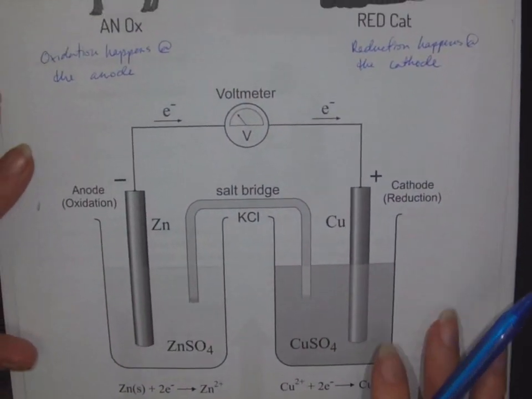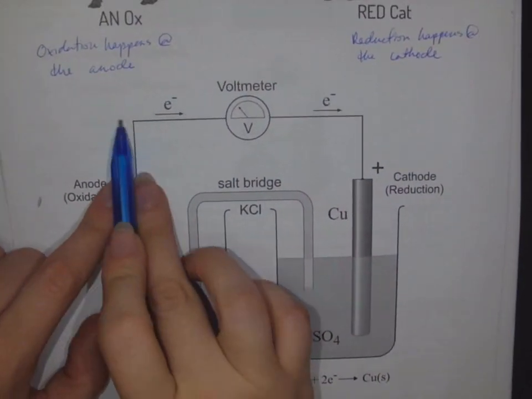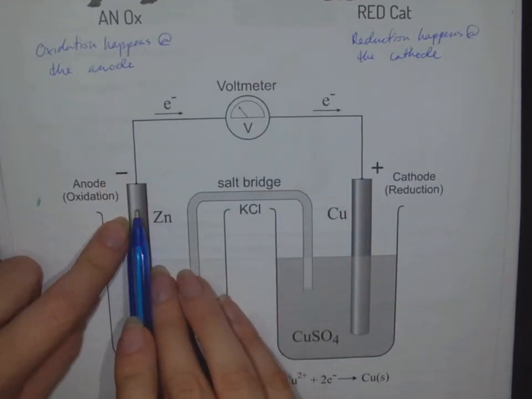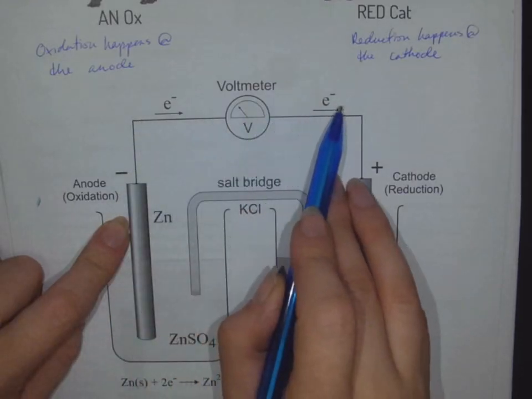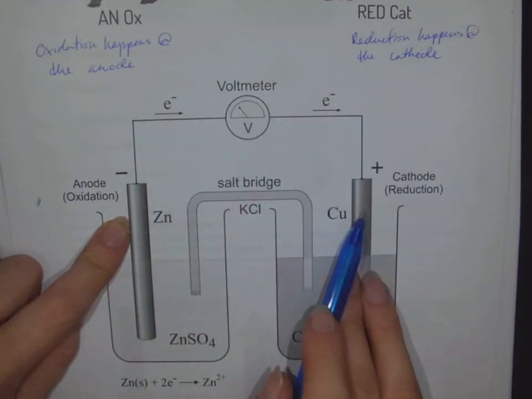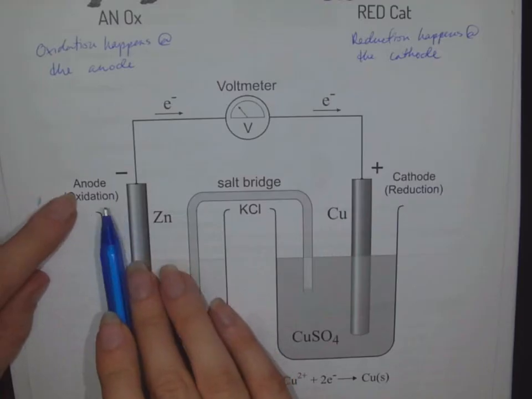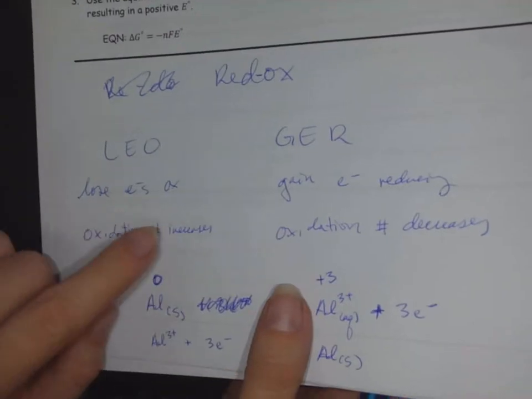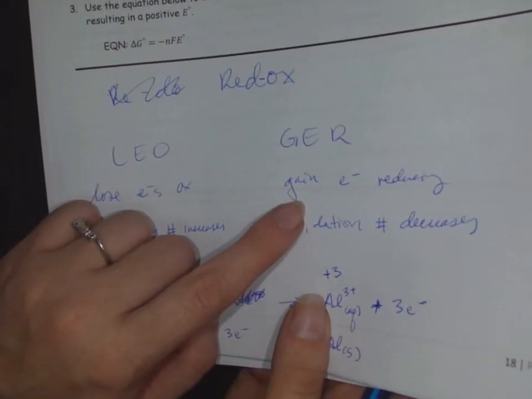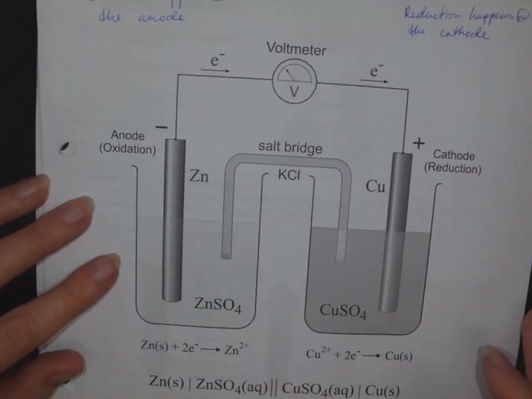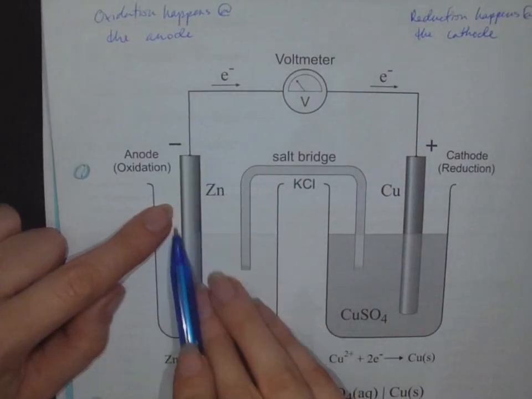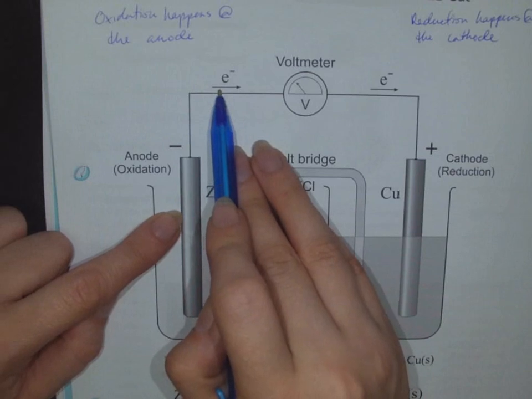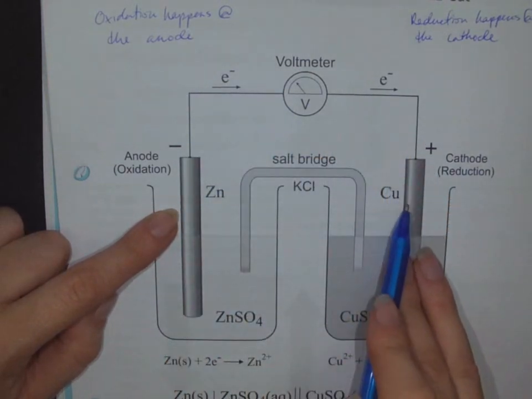We're going to dive into why this is happening, but notice the flow of electrons in this wire. The electrons are leaving the anode, and they are being gained by the cathode. So the anode, which is oxidizing, is losing the electrons, and the cathode that is gaining the electrons is the one that's reducing. The zinc metal is losing electrons. That's what makes it the anode. And then the cathode is gaining electrons.